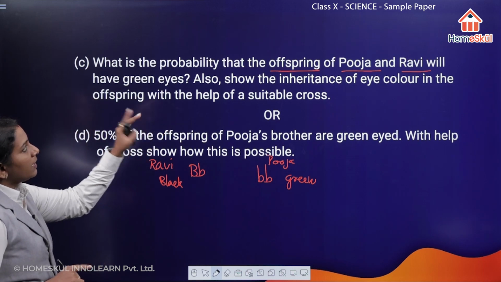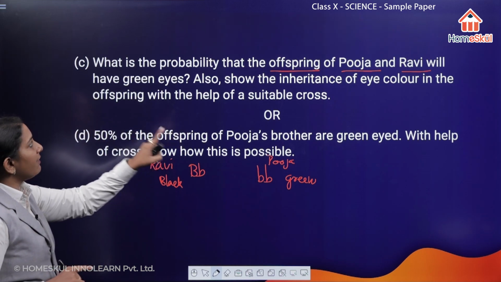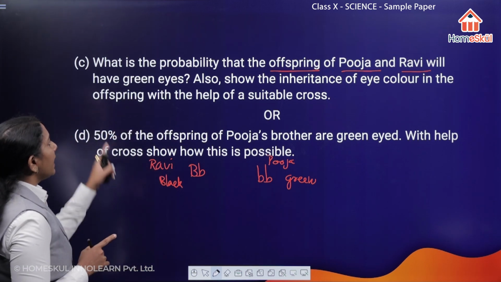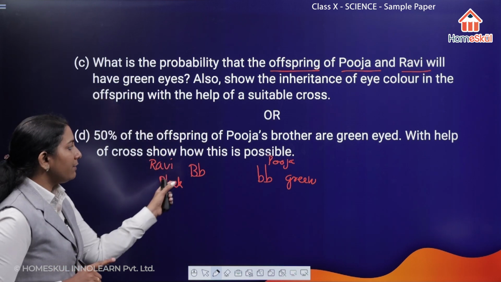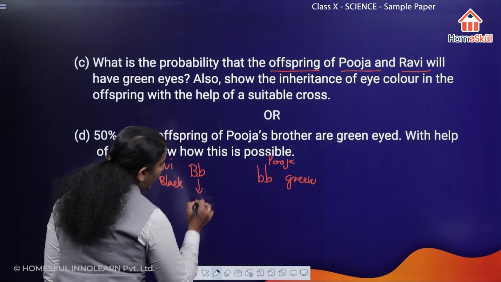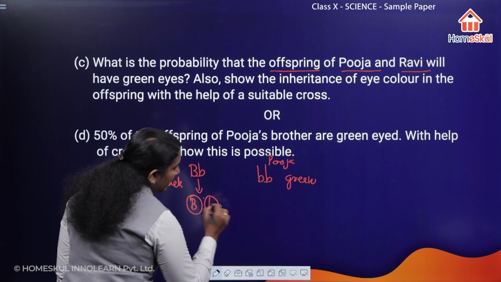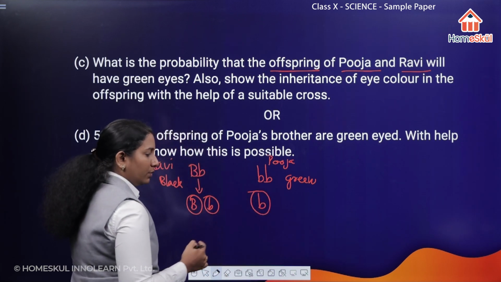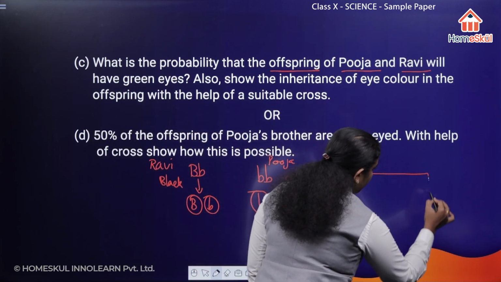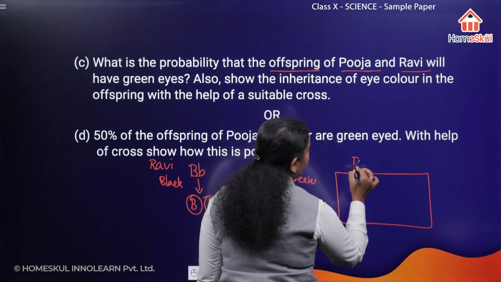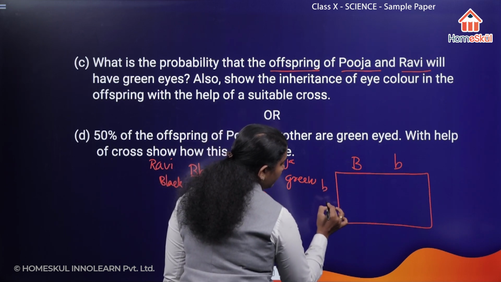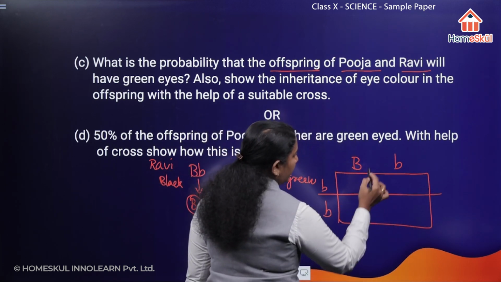So what is the question? The probability that the offspring of Pooja and Ravi will have green eye color, right? And also show the inheritance of eye color in the offspring with the help of a suitable cross. So you have to cross the parents. We'll get two kinds of gametes from Ravi, capital B and small b. Here we'll get only one type of gamete, small b. Then we can draw a Punnett square. So here you can write capital B, small b, Ravi's genetic makeup, and small b, Pooja's genetic makeup.